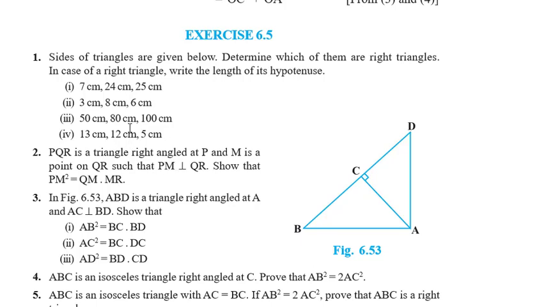The first problem is: the sides of triangles are given below. Determine which of them are right angle triangles. In case of a right angle triangle, write the length of its hypotenuse. So the first example is 7 centimeter, 24 centimeter, 25 centimeter. So the first problem we will take. It is given 7 centimeter, 24 centimeter and 25 centimeter.